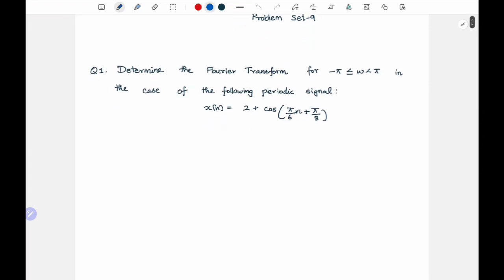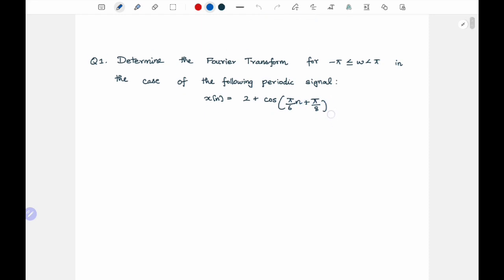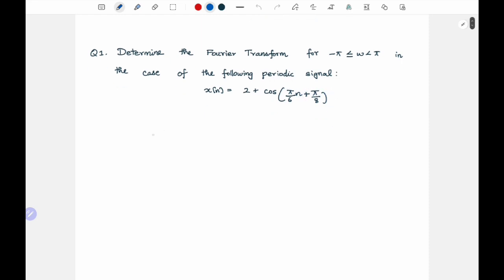Determine the Fourier transform for minus pi less than or equal to omega less than pi in the case of the following periodic signal. So the periodic signal is x of n equal to 2 plus cos(pi by 6 n plus pi by 8). So we know the formula for the periodic signal, right?